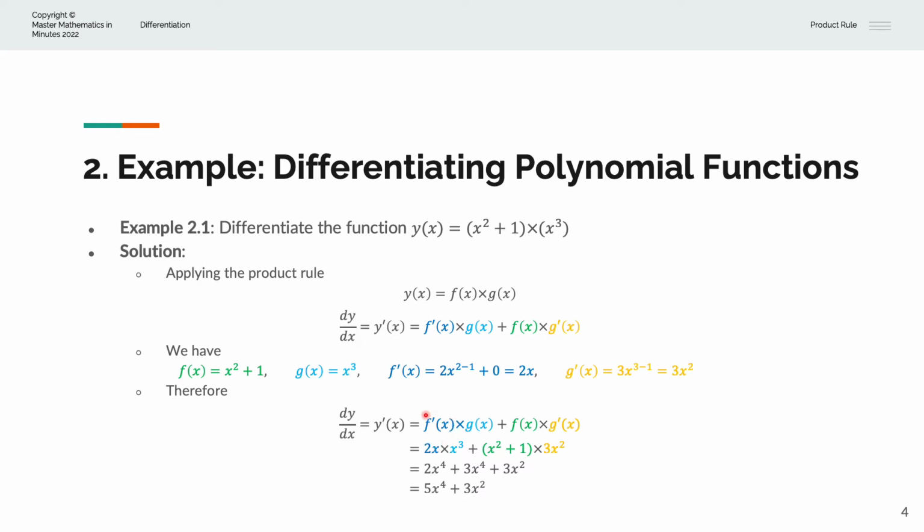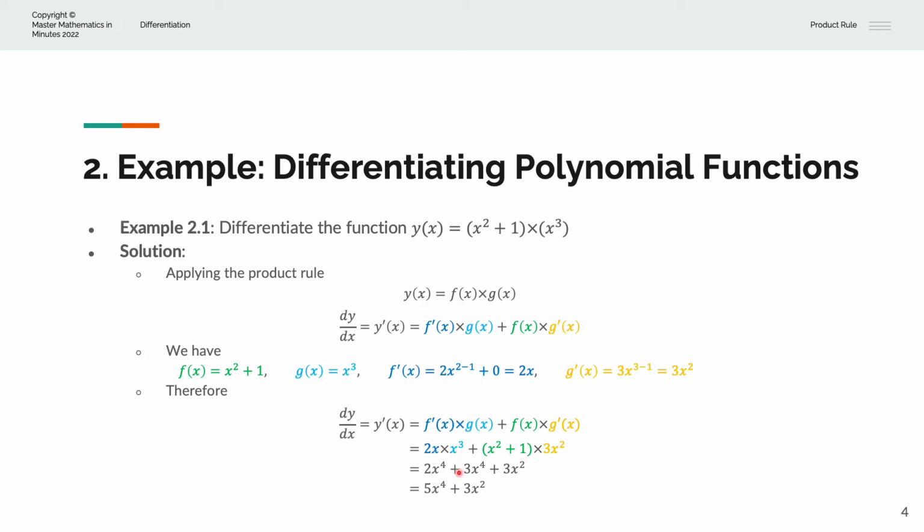Starting with f prime of x, we've calculated that as being equal to 2x, and so that is 2x. And g(x) is x cubed, which we'll substitute as x cubed, plus f(x), which is x squared plus 1, so x squared plus 1, multiplied by g prime of x, and that is 3x squared. So we've substituted these four terms based on what we've calculated here.